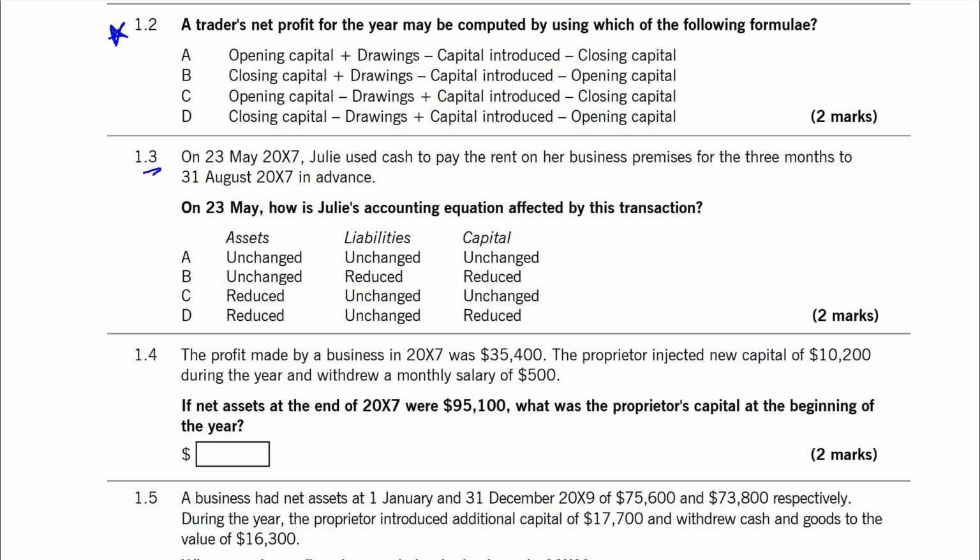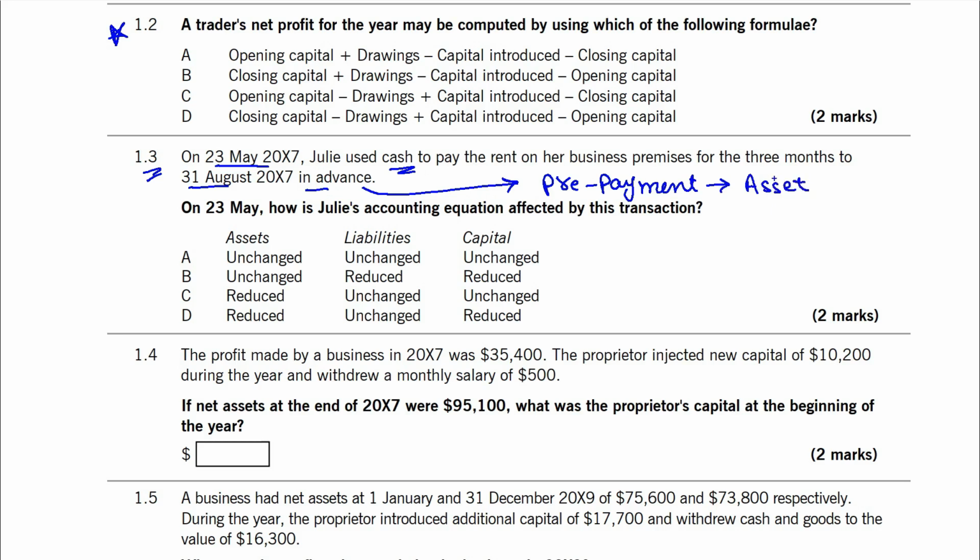Then we have our next question, according to which on this date J used cash to pay the rent on her business premises for 3 months to this date in advance. If we are paying something in advance, that will be a prepayment, and we will always categorize our prepayment as an asset.